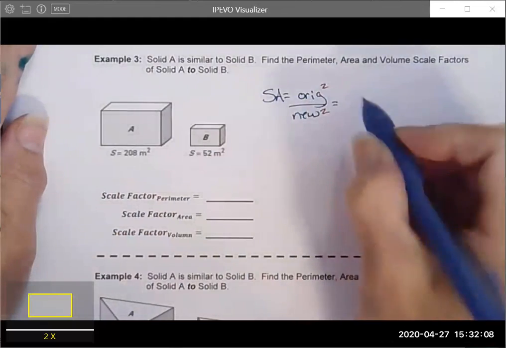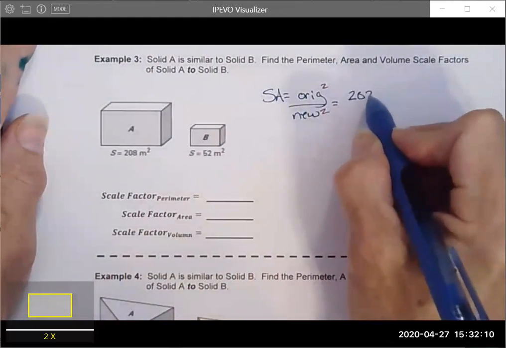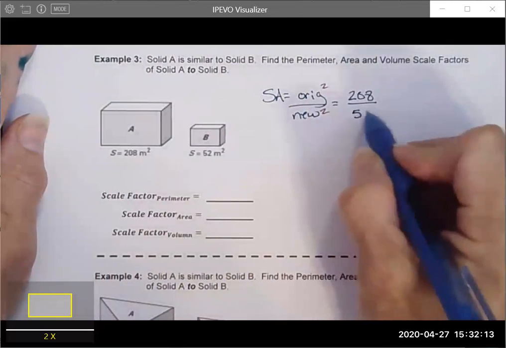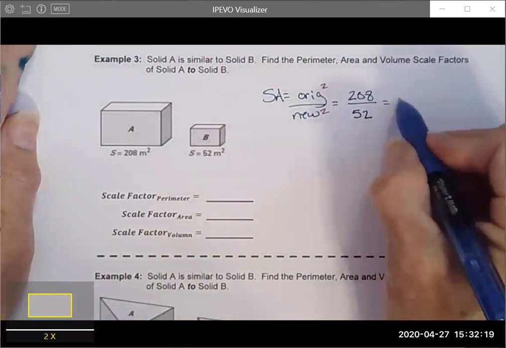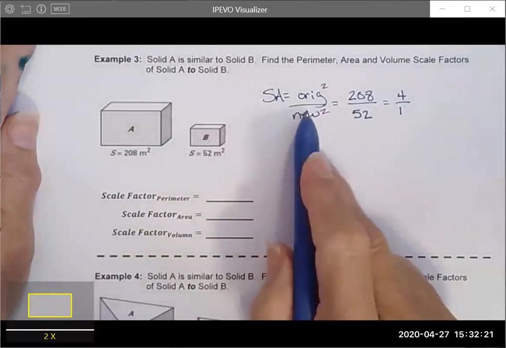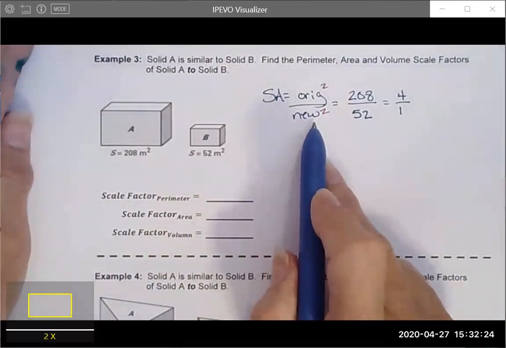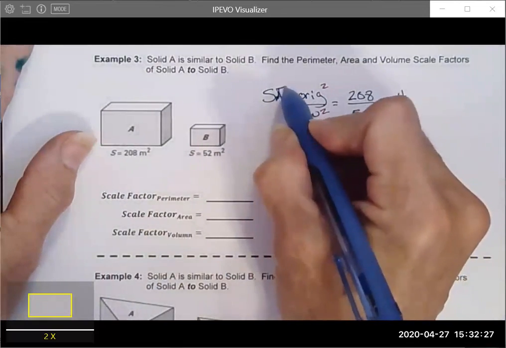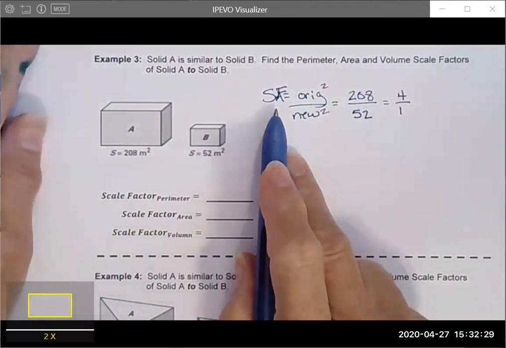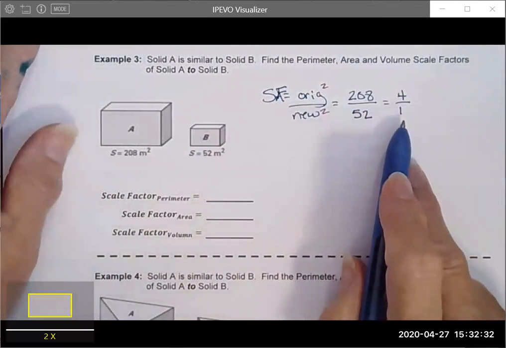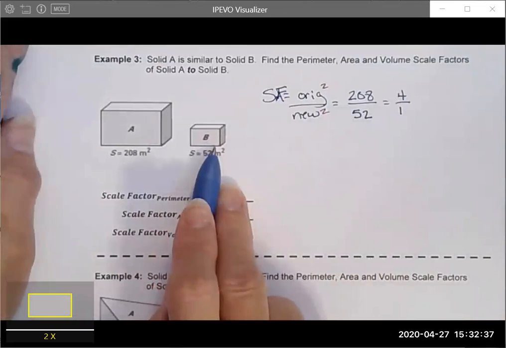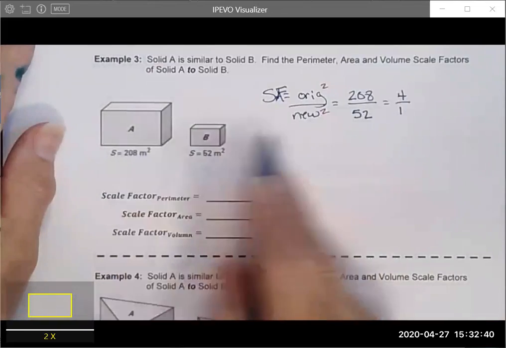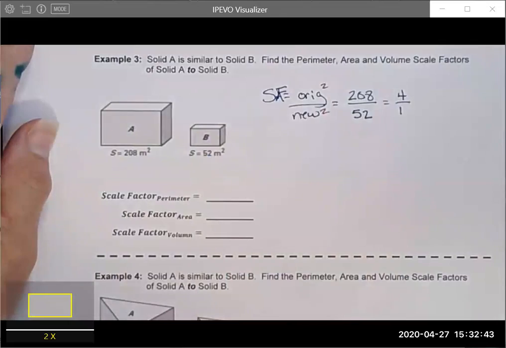All right, let's fill in what we know. The original shape was 208. The new shape is 52. And if I simplify this fraction, I end up with a squared scale factor. This isn't surface area, this is my scale factor. My scale factor of my area is 4 to 1, which means my original shape was 4 times the size of the new one. The new shape is 1/4 the original. Okay, that's not my actual scale factor. This is my scale factor when it's been squared.